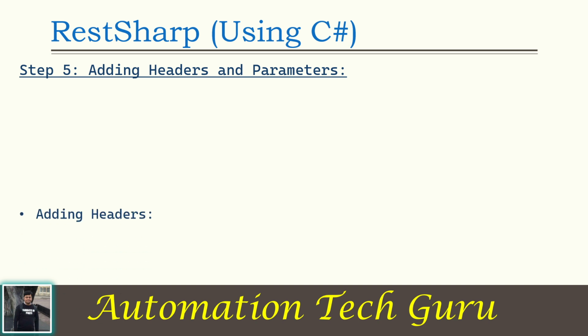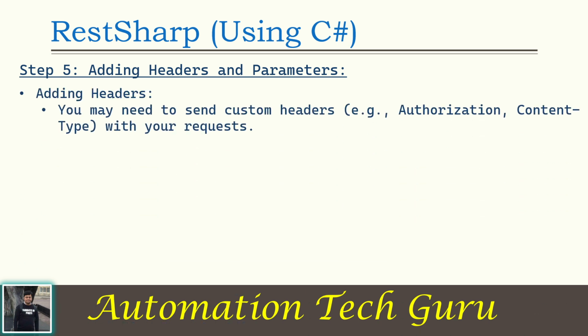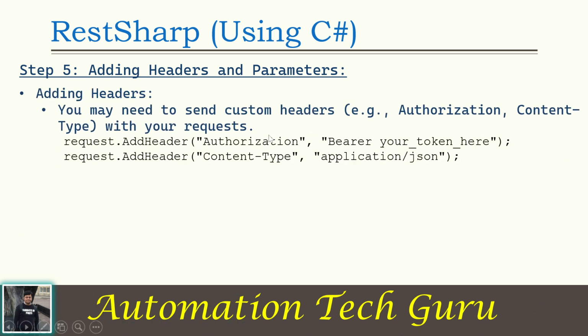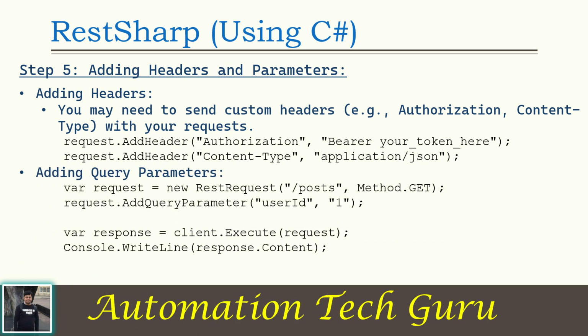Adding headers and parameters. So how you can add the headers. You may need to send custom headers, authentication, content type. For that you can use AddHeader, Authorization, Bearer token, or Content-Type application/json. It is the same way which you can write in RestAssured also. For query parameters, you can use AddQueryParameter.